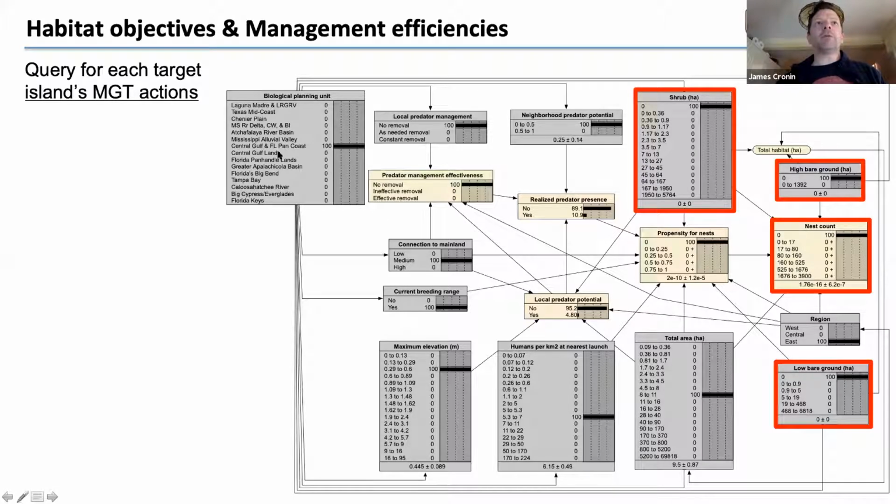So again, let's say we're in the Central Gulf and Florida Panhandle coast, and we're on a medium connected island, and it's got all these habitat characteristics, including it doesn't have any shrub on it, it doesn't have any high bare ground, and it doesn't have any low bare ground. We can't change things like how connected it is to the mainland. We're not going to move the island. And we can't change things like the density of the human population at the nearest boat launch. And we want to hold off on changing maximum elevation or the total island area, because those are probably really expensive things to do.